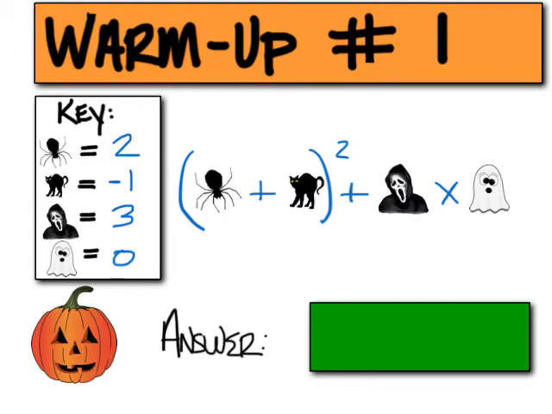Alright, on this one you should have 2 plus a -1 and then square that result. That would have to be 1 and then plus a 0. The answer really should be 1, so if you had that, come up and get 1.